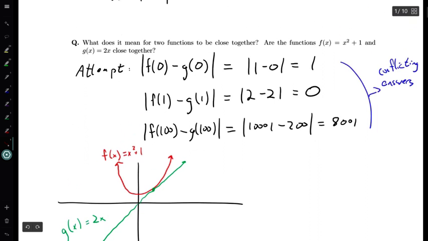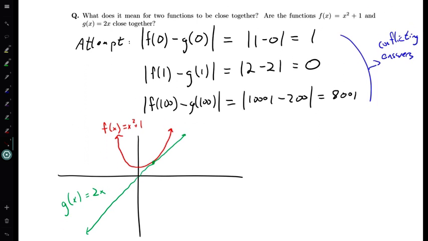So maybe this question itself isn't even well defined. What does it mean for two functions to be close together? Well, you should be asking, where are we looking? Are we looking at x values near 0, or x values near 1, or x values near 100? In that case, maybe we'll get different answers. But again, there's still this ambiguity of distance depending on which x value you're at. So maybe let's take a look at some more pairs of graphs and see if we can develop some better intuition for how we might go about answering this question of what does it mean for two functions to be close together.